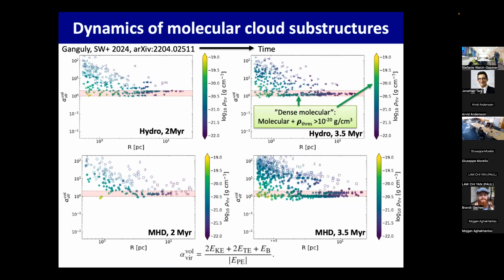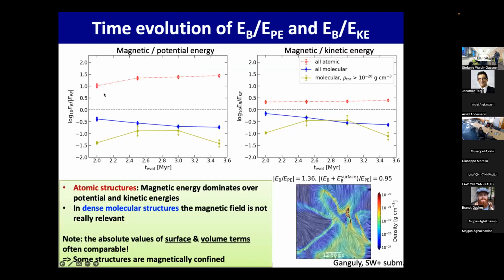Right, and then to first discuss the impact of the magnetic field, we look here at the time evolution of the ratio of the magnetic energy to the potential energy, and basically here we took a mean over all the structures, but we distributed all the structures in 3 different types. So we have all of these atomic structures in red, we have all molecular structures in blue, and then we also look at molecular, but with densities higher than 10 to the minus 20, so dense molecular structures.